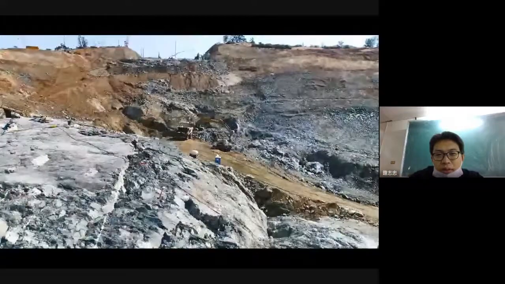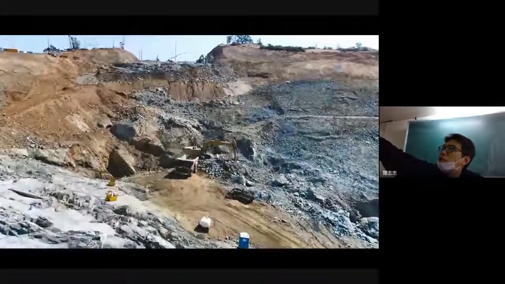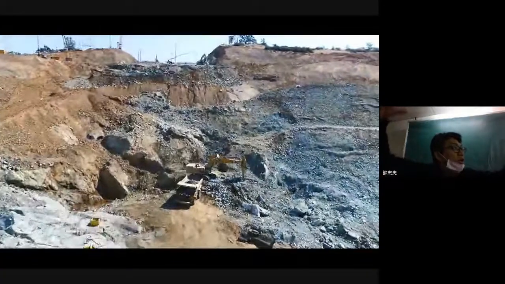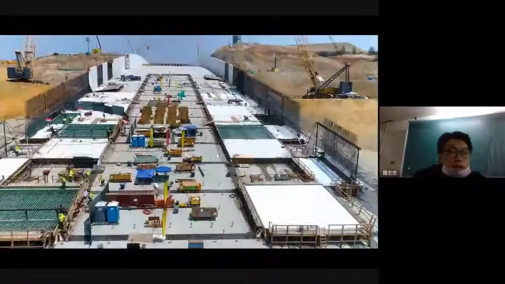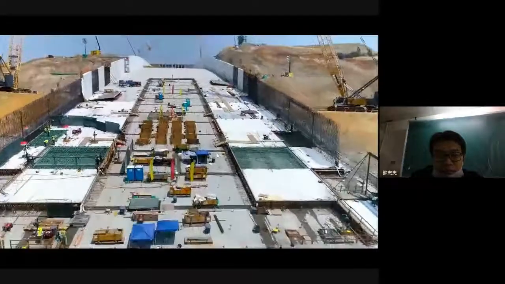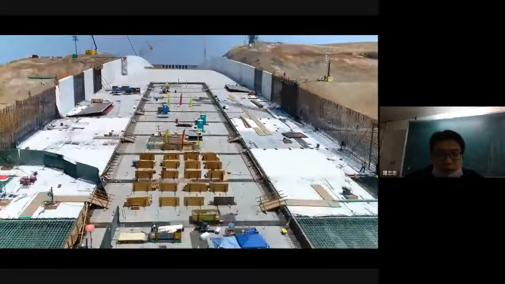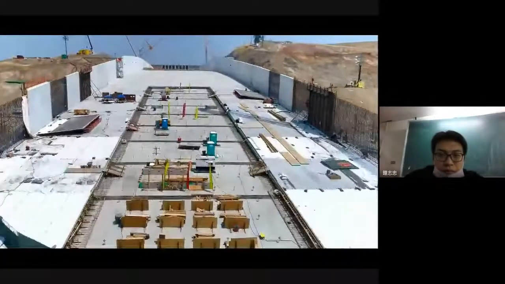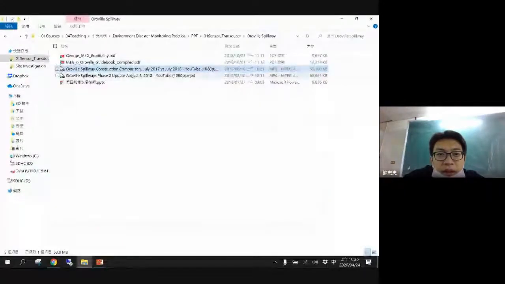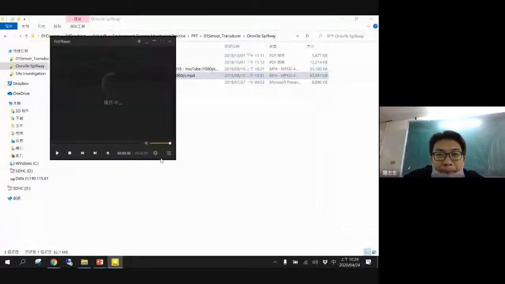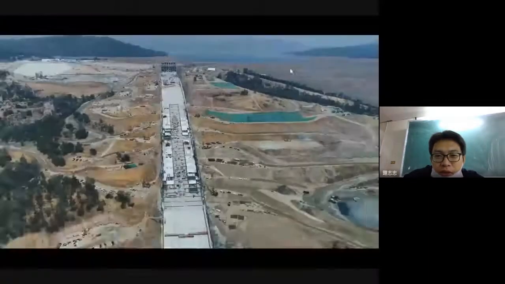Before, so this is the original big hole, as I said, the big hole, and then this is the after. This is the after image. And this is another one.